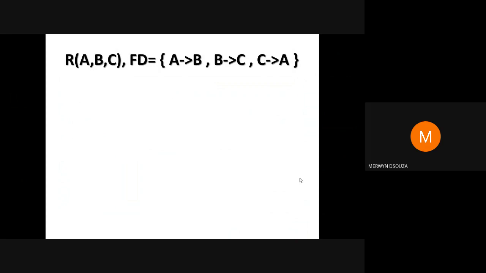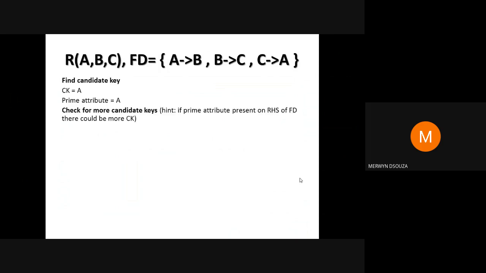Let's take an example and see whether this relation is in BCNF. Relation R has three attributes A, B, C, and the functional dependencies are given: A determines B, B determines C, and C determines A. First we'll start by finding the candidate key. The candidate key that we find is A. So the prime attribute is A. Now check for more candidate keys.